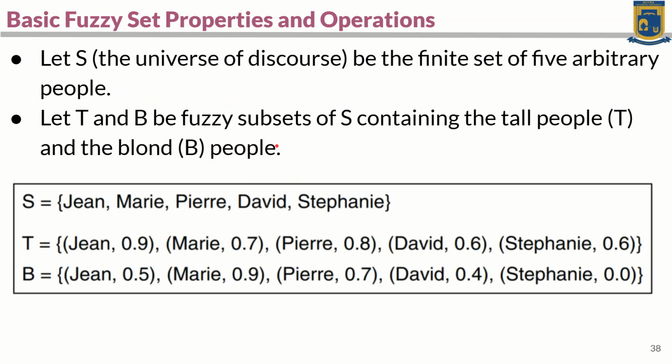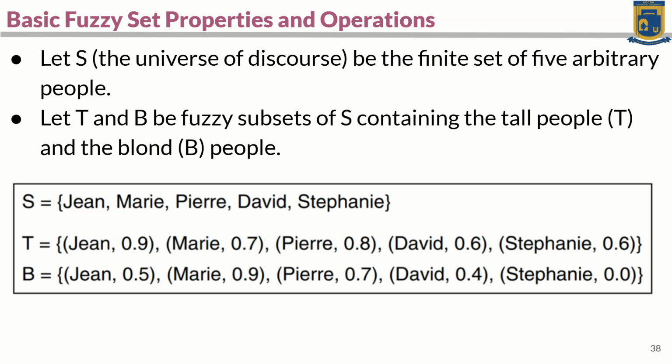Here, your superset is normally called the universe of discourse. In classical sets, we call it the universal set, but in fuzzy systems, we say the universe of discourse. That is the superset or the universal set. So we have two subsets from our universe of discourse. One of them talks about tallness or tall people. Another one talks about blonde people, people with blonde hair.